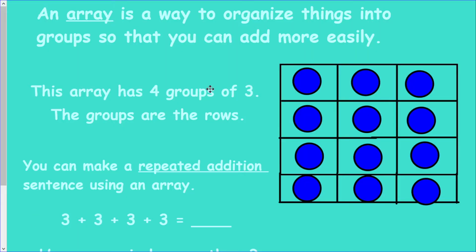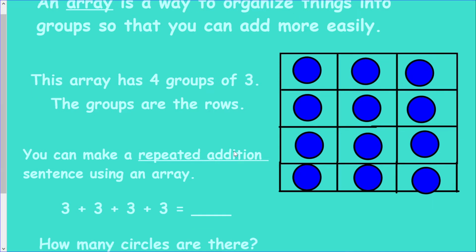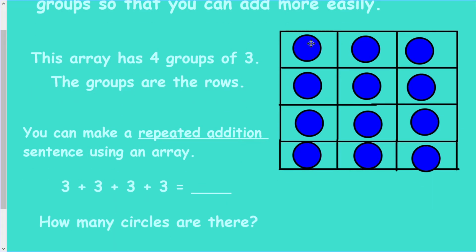So let's look at this array. This array has 4 groups or 4 rows. In each row there are 3 dots. So you can make a repeated addition sentence using the number that is in each row. So for this row I have 3, so you can see that that's my first number in the repeated addition sentence. Since it's a repeated addition sentence, that means I'm going to say the same number over and over again. So I have my first 3 plus my next 3, my next 3, and my next 3. So that's 3 plus 3 plus 3 plus 3.